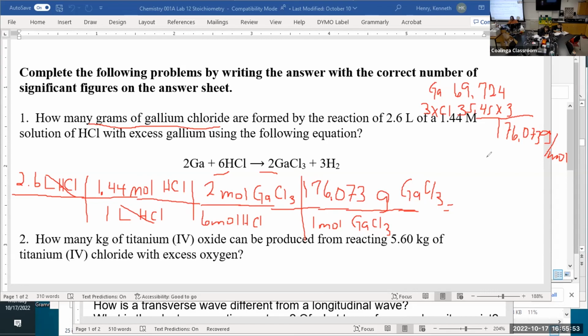What did you guys get? How many sig figs should it be? 3 sig figs? Are you sure? 2 sig figs. So it should be 2 sig figs. Yes. Oh, okay, yeah. Sorry. You guys are.